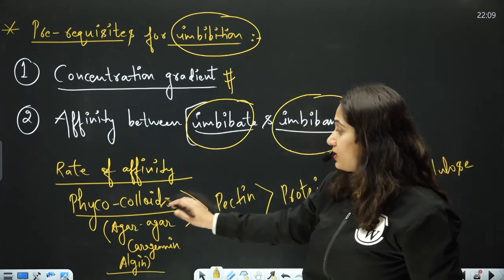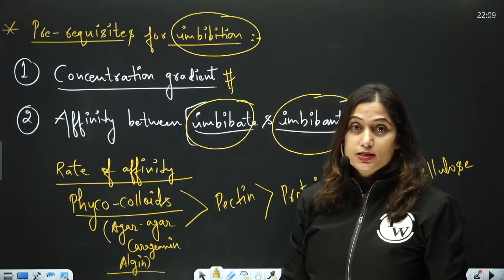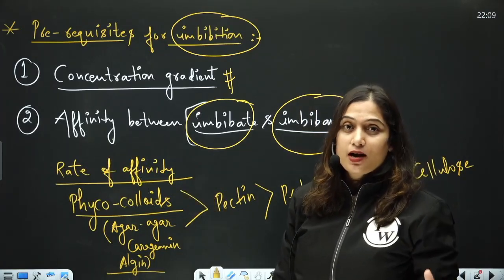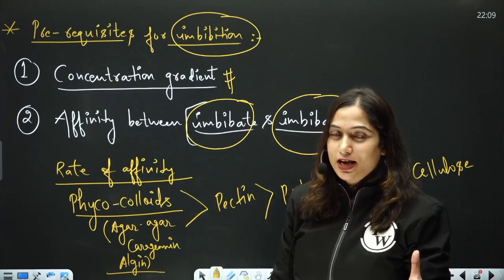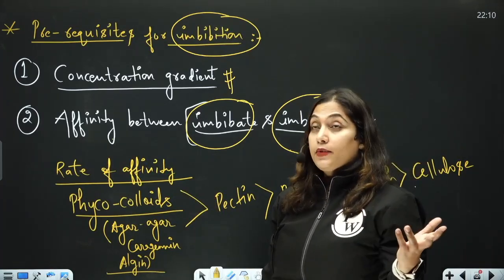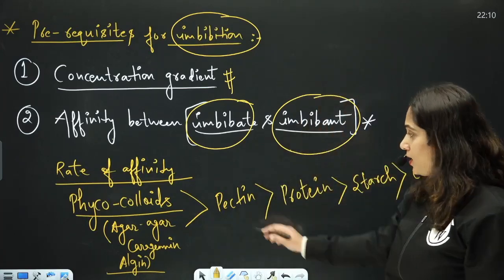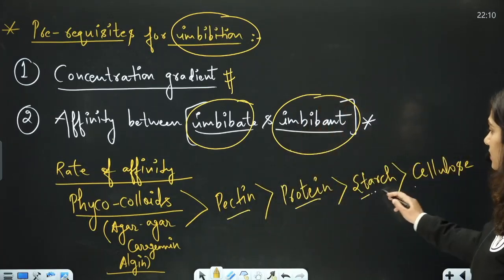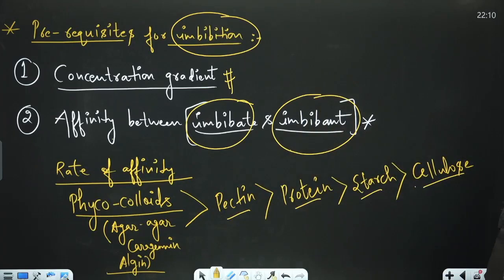If the surface is made up of phycocolloids like agar-agar, algin obtained from the red algae, then there is a very high rate of imbibition. Then pectin, then protein, then starch, and then finally cellulose, right?